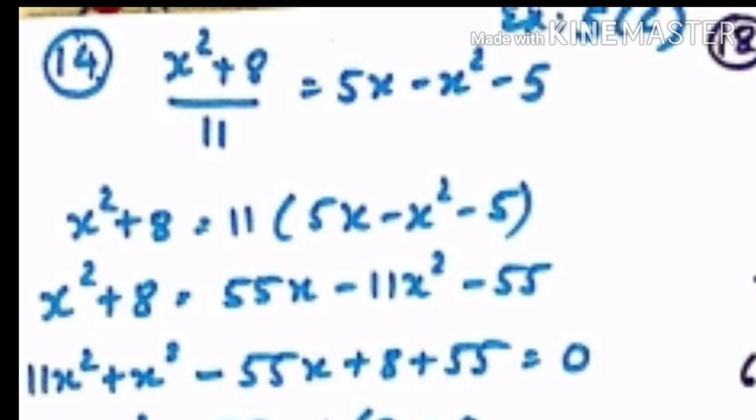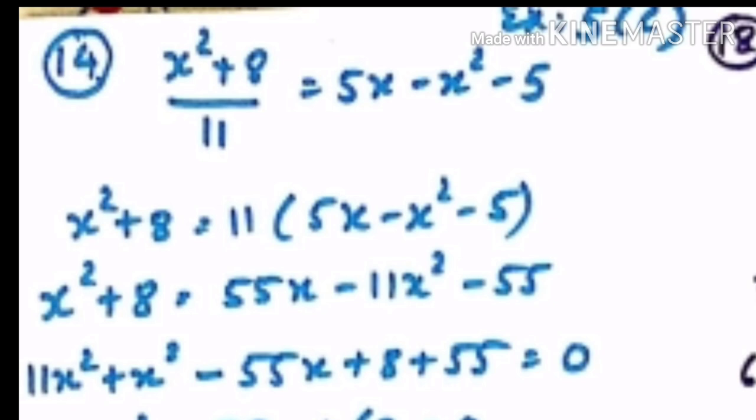Okay, next question is 14. You can see x square plus 8 upon 11 is equal to 5x minus x square minus 5. So now here also we have to make it linear. For making it linear, I have to cross multiply 11 with the whole trinomial. So that x square plus 8 is equal to 55x minus 11x square minus 55.